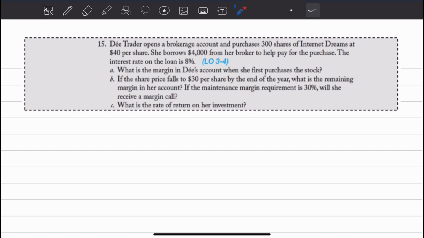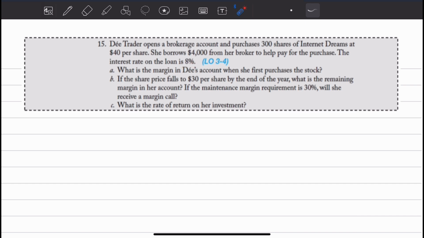In this video, we're going to be looking at problem number 15, so let's read it together. It says, D-Trader opens a brokerage account and purchases 300 shares of Internet Dreams at $40 per share. She borrows $4,000 from her broker to help pay for the purchase. The interest rate on the loan is 8%.